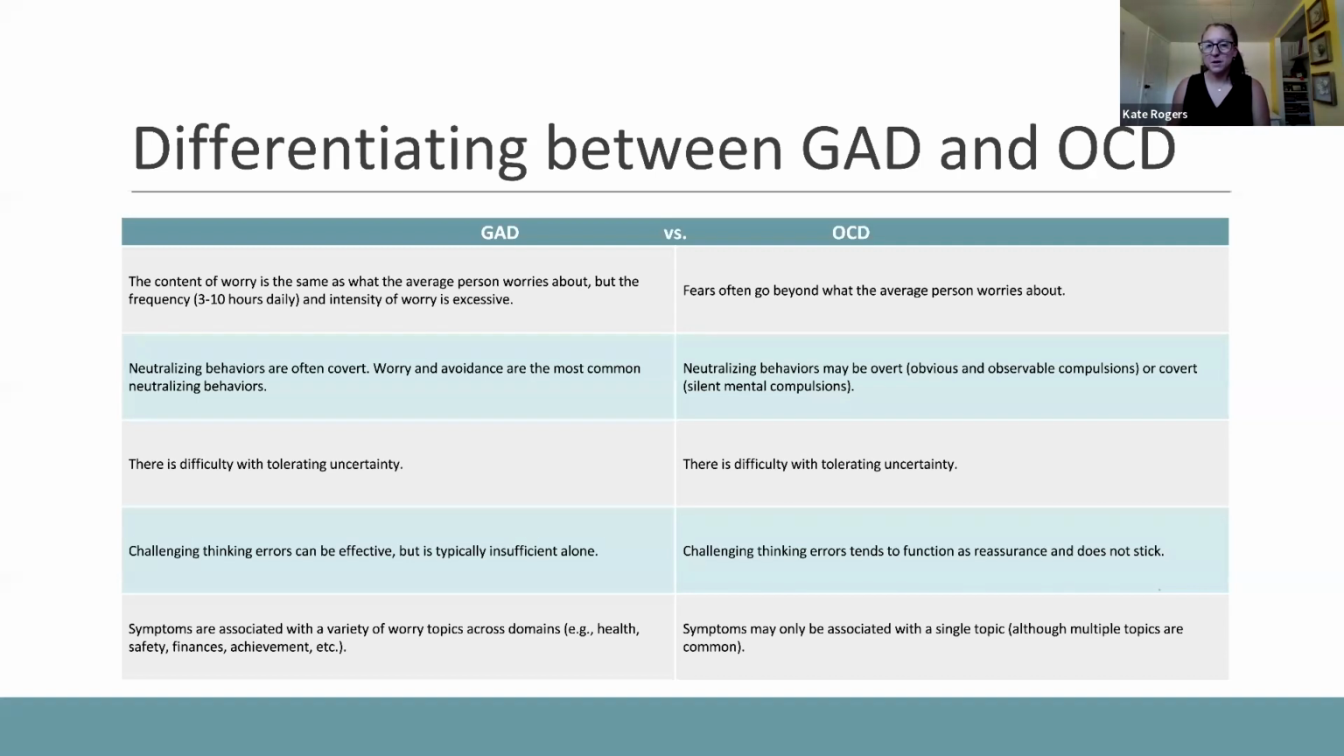Oftentimes, the sorts of things I'm looking for when I pull apart mental neutralizing behaviors, those mental compulsions, I often ask the client, what are you trying to accomplish when you do that in your head? What are you trying to accomplish? And I'm looking for certainty. I need the certainty. OCD demands the certainty. Oftentimes, this sounds like I'm trying to figure it out.